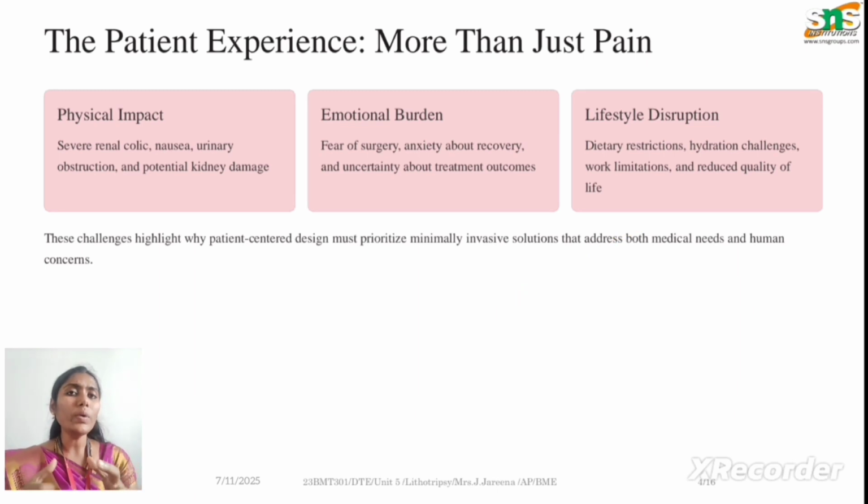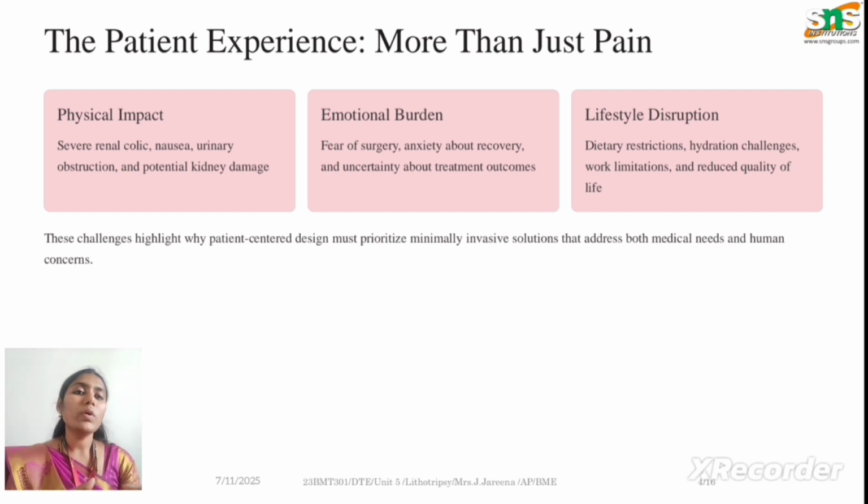Not only this, the patient may also have many physical impacts, and as I told you before, they feel very tired, they have very severe chronic pain, nausea, and so many things. And it goes from physical to emotional. They carry the burden of doing surgery or taking tablets, and worry about recovery, because after surgery they don't know what the outcome is. So the uncertainty makes them very concerned.